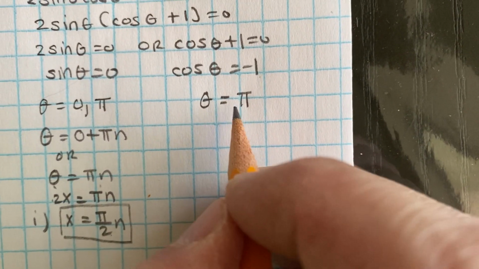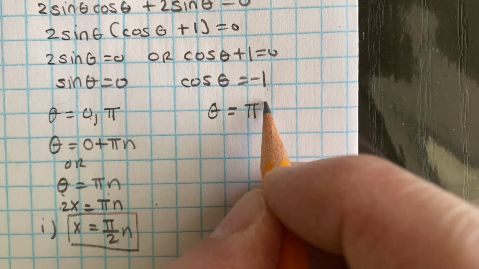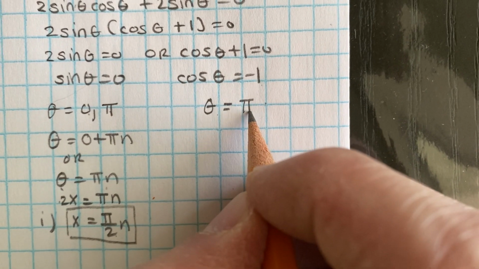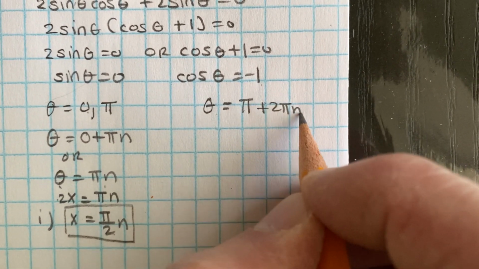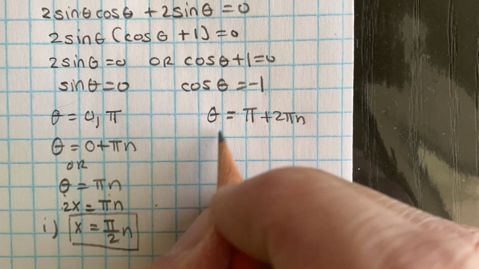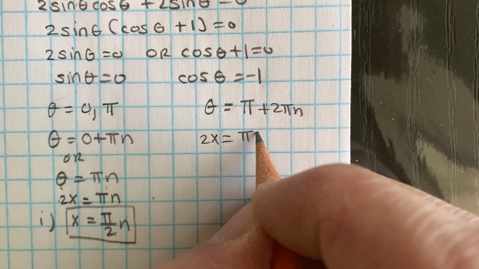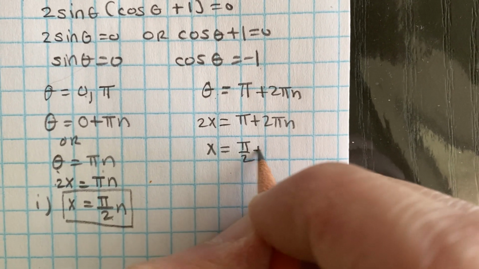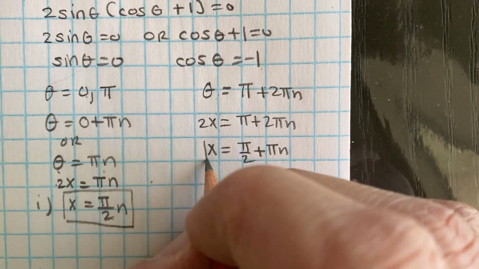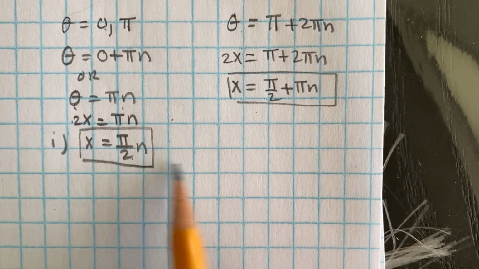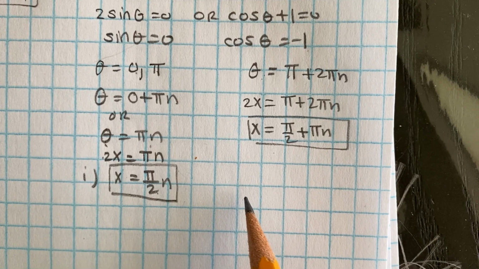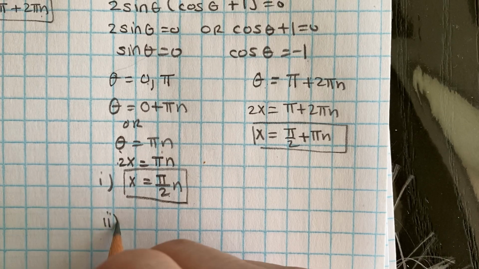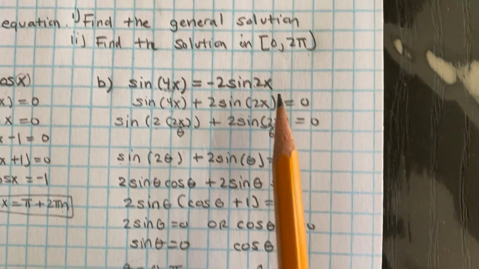And same thing for this one. If I write the general solution for only this value, it would be theta is equal to pi plus 2 pi n. There is no condensing over here. Substitute 2x back into the equation. You're going to get x is equal to pi over 2 plus pi n. Okay, so this will be the general solution for this equation.